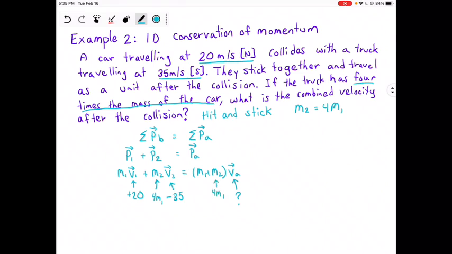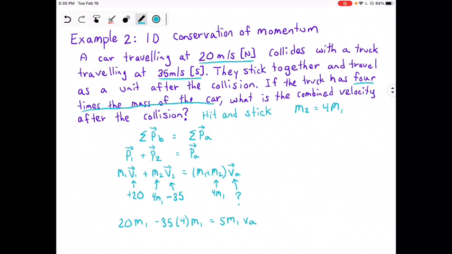And I'm just going to write this out again with our knowns substituted in. So m1 times 20 is 20 m1. And then I've got minus 35, so I'm just going to go ahead and subtract 35 times 4 times m1 equals 4 m1 plus m1 is 5 m1 times v after.